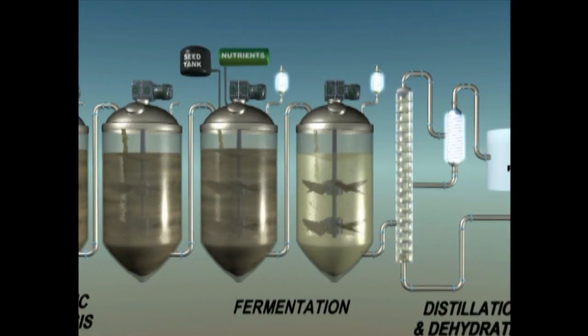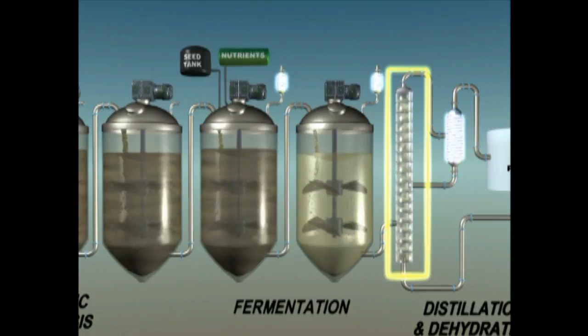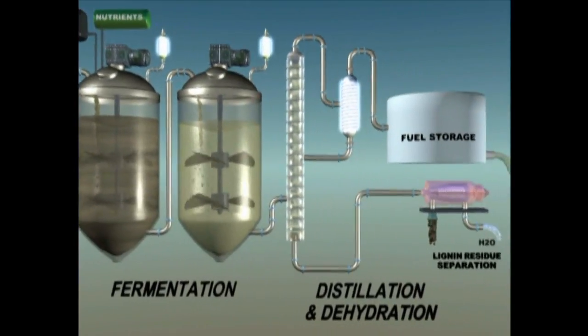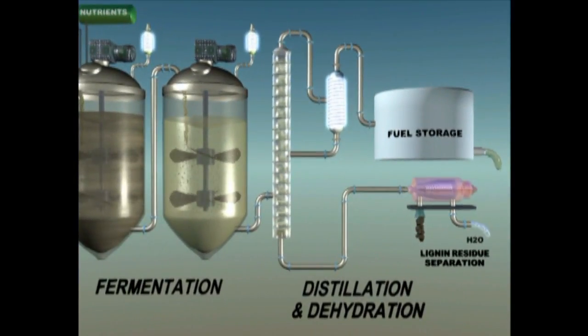In the case of ethanol, the liquid is separated by distillation, which is a method of separating mixtures based on differences in their boiling points. The resulting ethanol is collected and purified for use in blending with fuel. The sugars can also be fermented or chemically converted into longer chain molecules. With the addition of hydrogen, these molecules are processed into renewable gasoline and diesel.